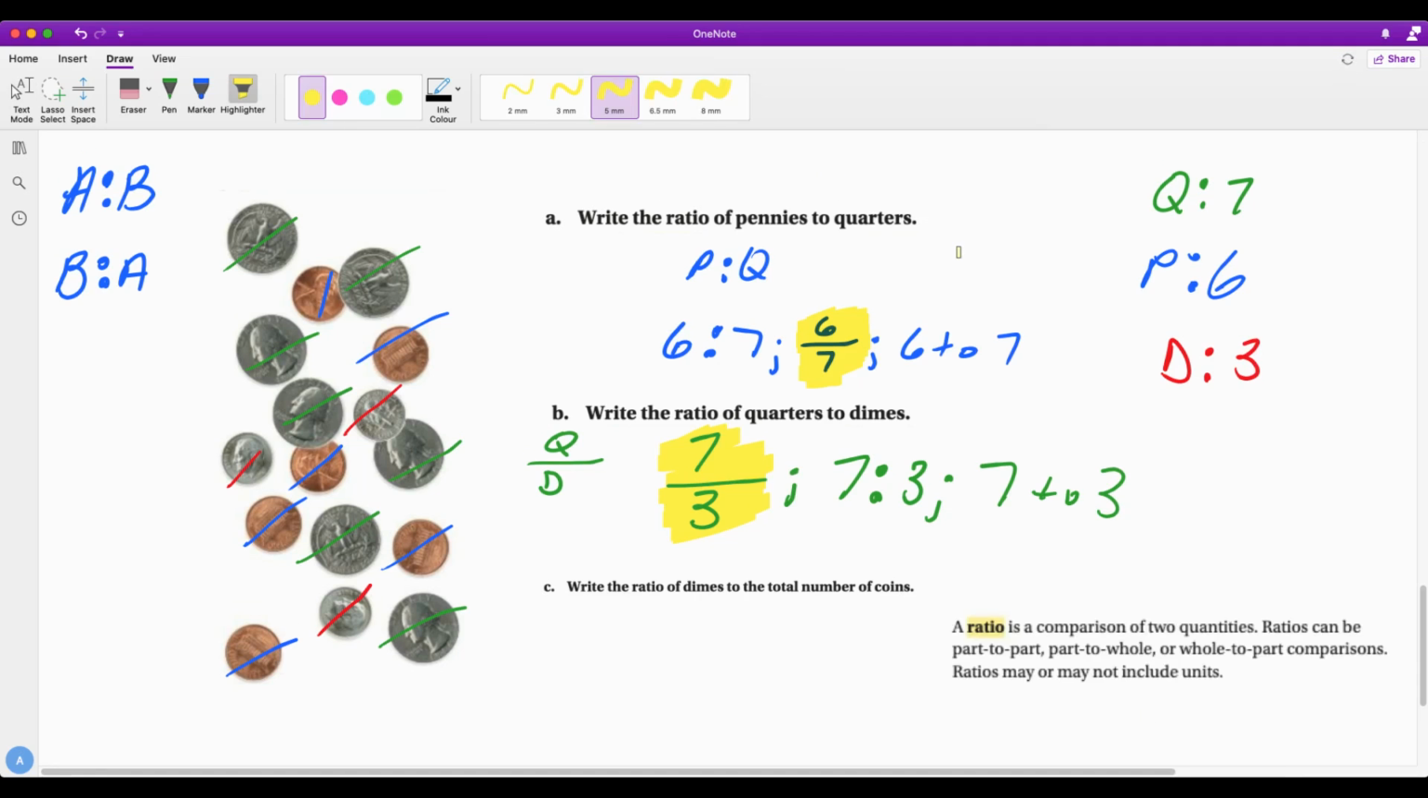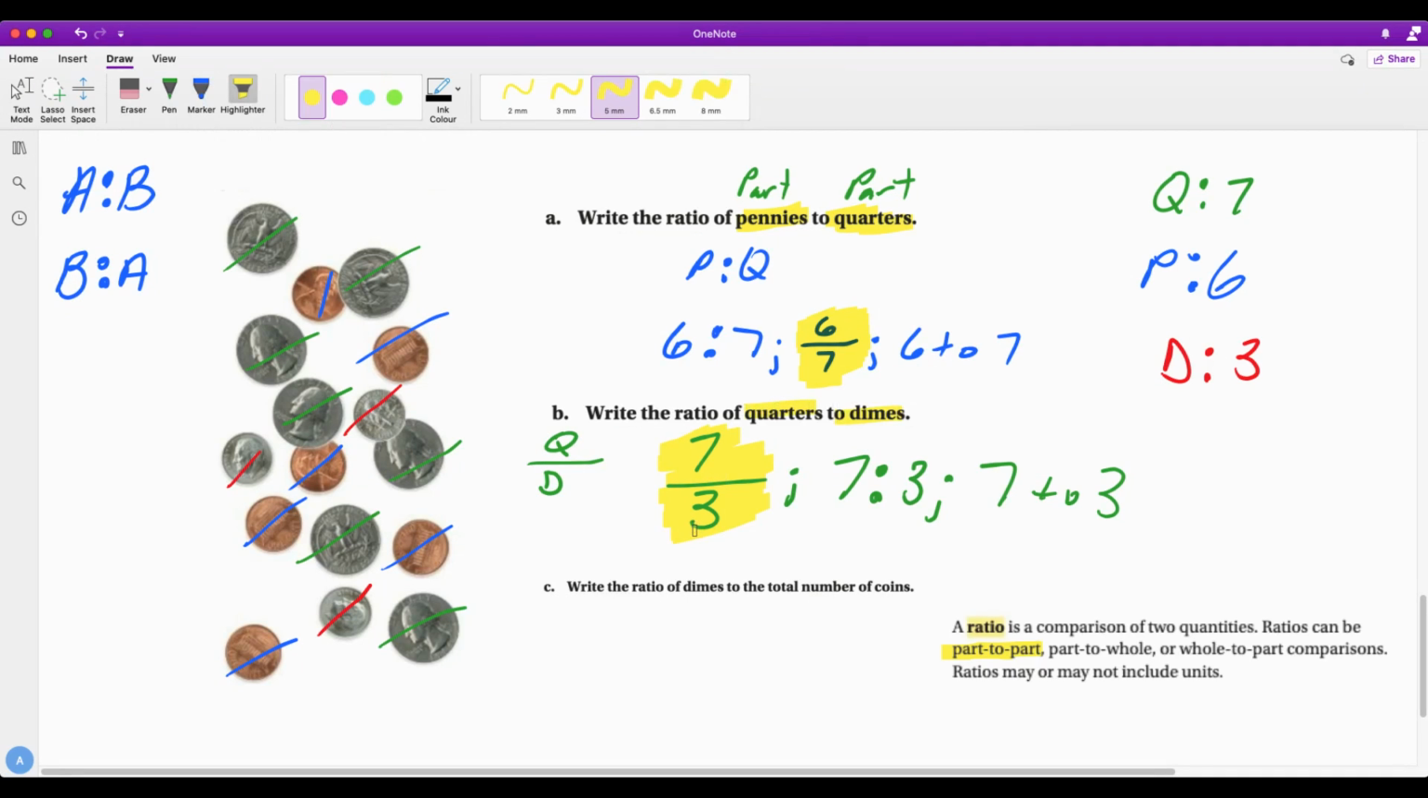All right, so one of the things I'm adding here now is the different ways that we can compare ratios. So a ratio is a comparison of two quantities like we learned in the last video. But ratios can be part to part, meaning we can be looking at a specific part of our information. Whereas here, pennies to quarters, these are parts to parts, right? Because a penny is a part of all of the coins that we have, and a quarter is a part of all of the coins that we have. Same thing with quarters to dimes. That is still a part to a part.